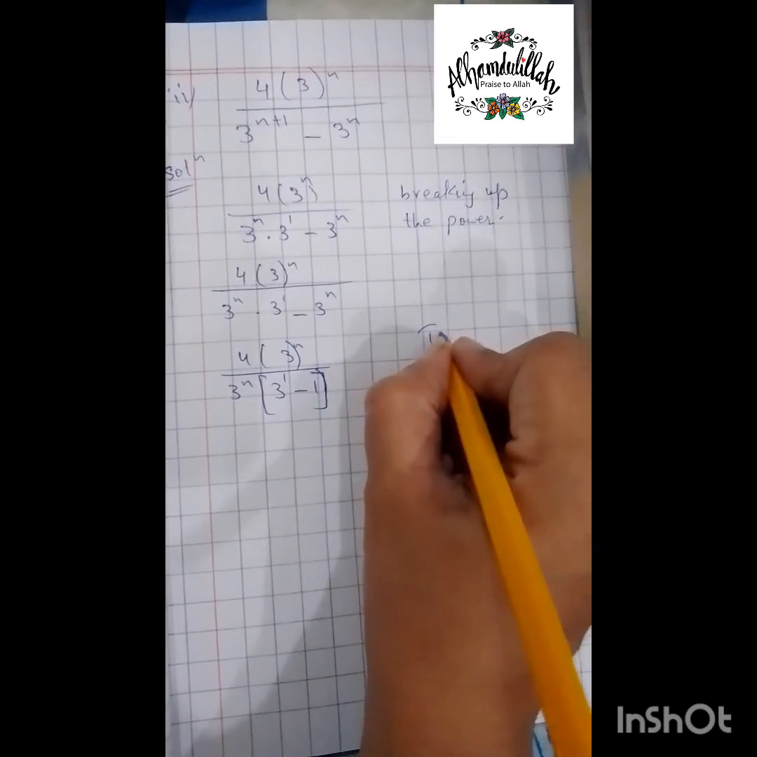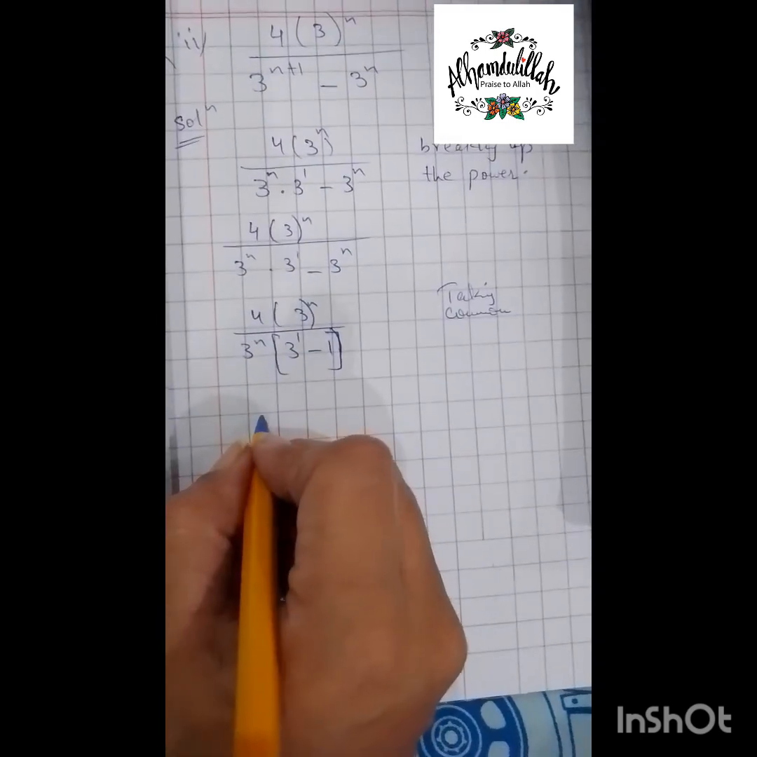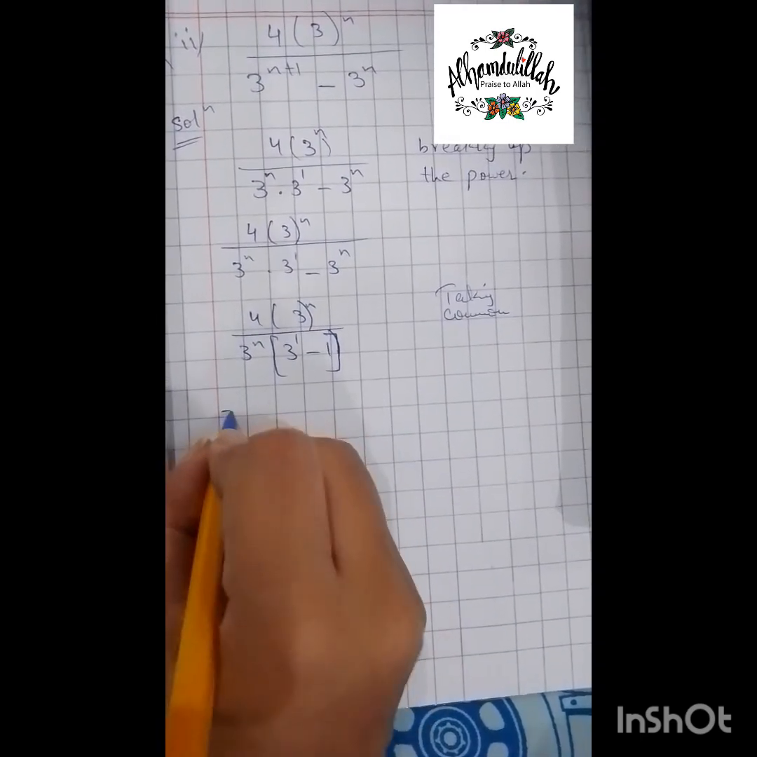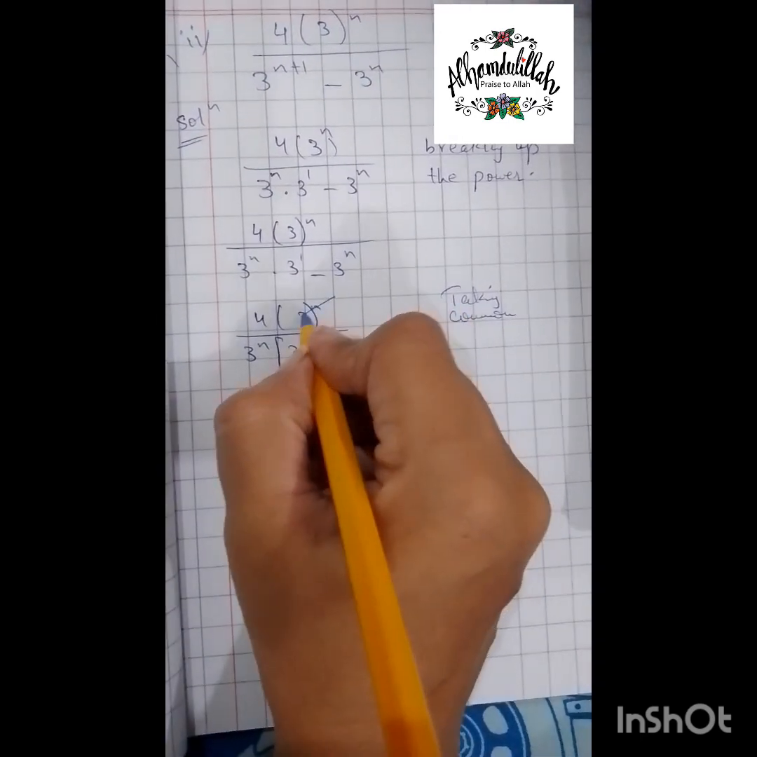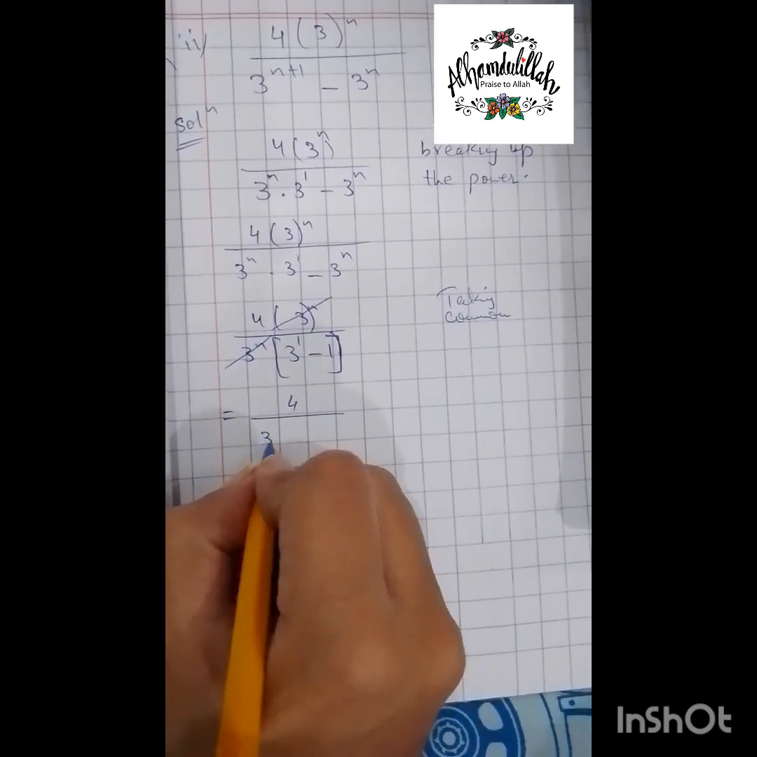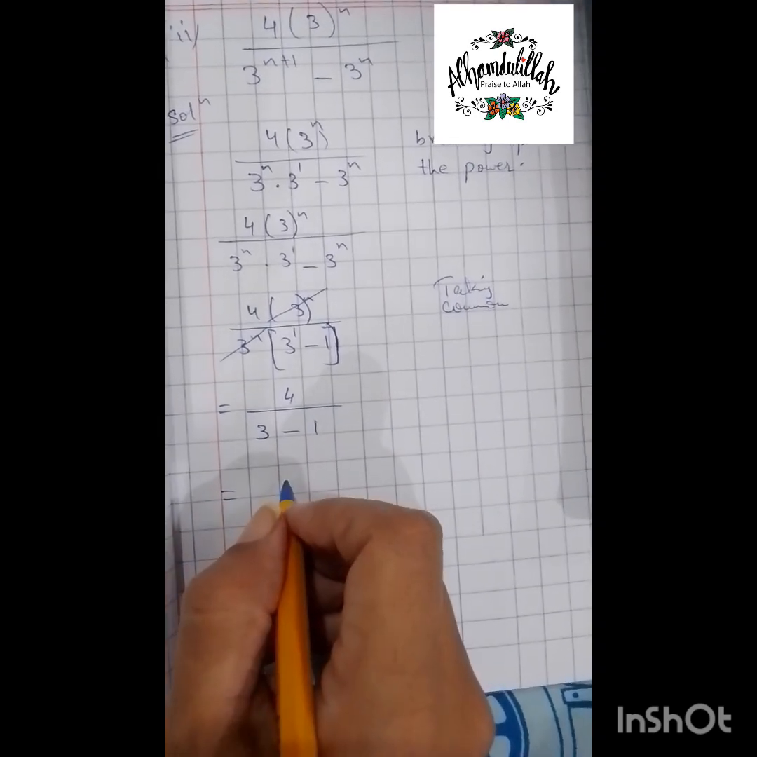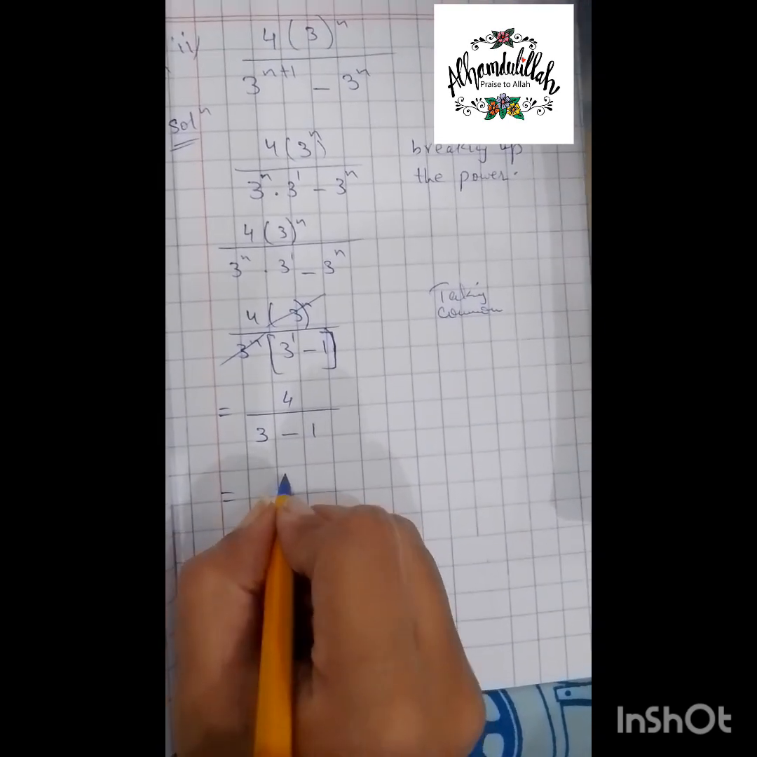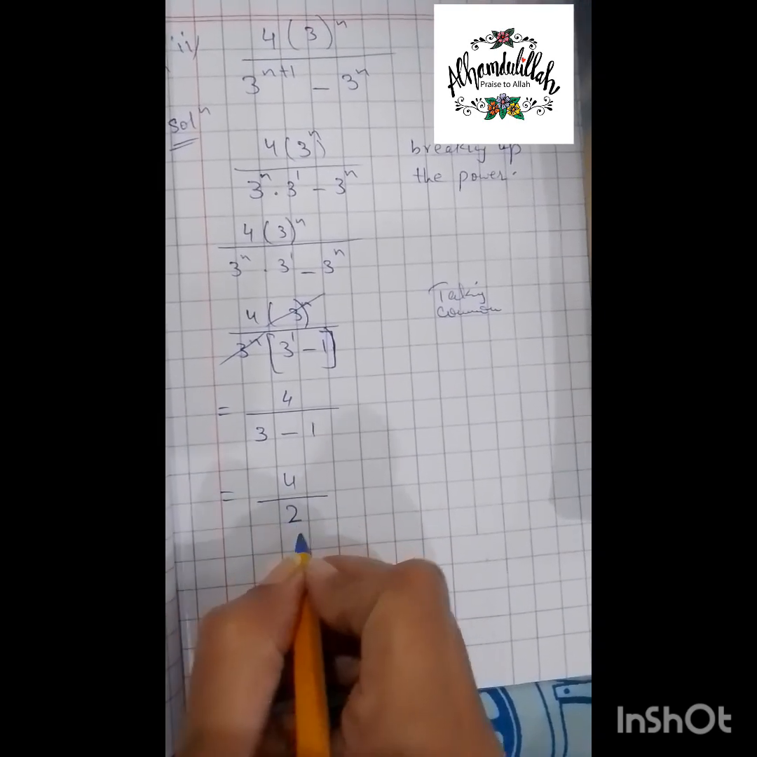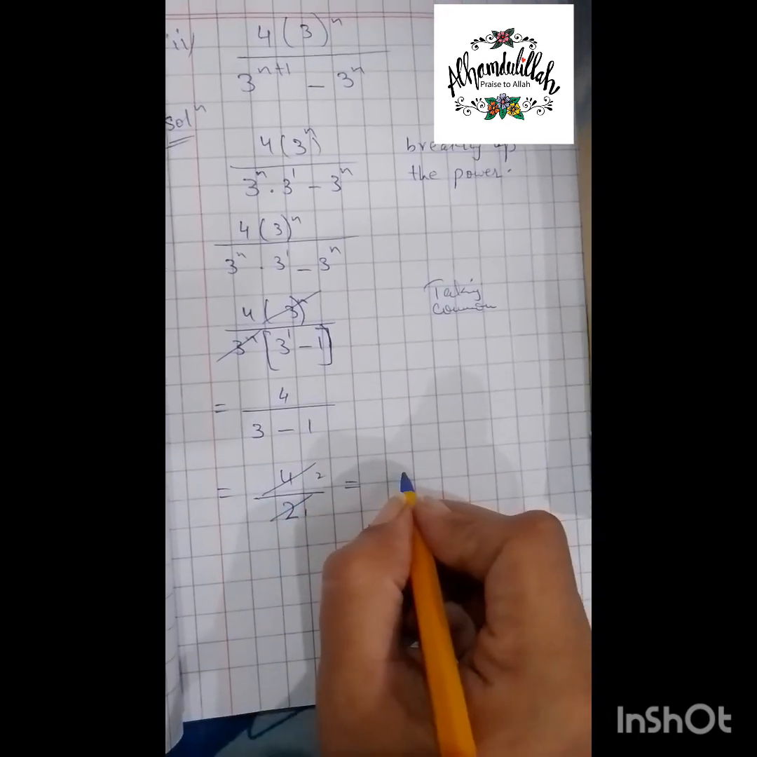Here I am taking the common power, so that in order to cancel it out with the numerator, now next is 4 upon 3 minus 1 is 2. So 4 upon 2 will be left, and then we will simplify, and that's the answer.